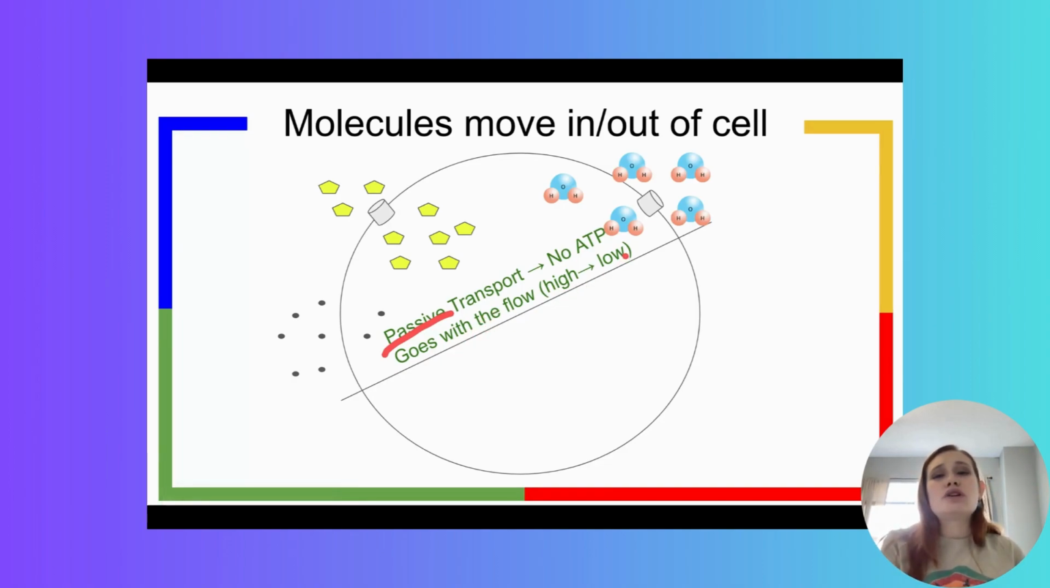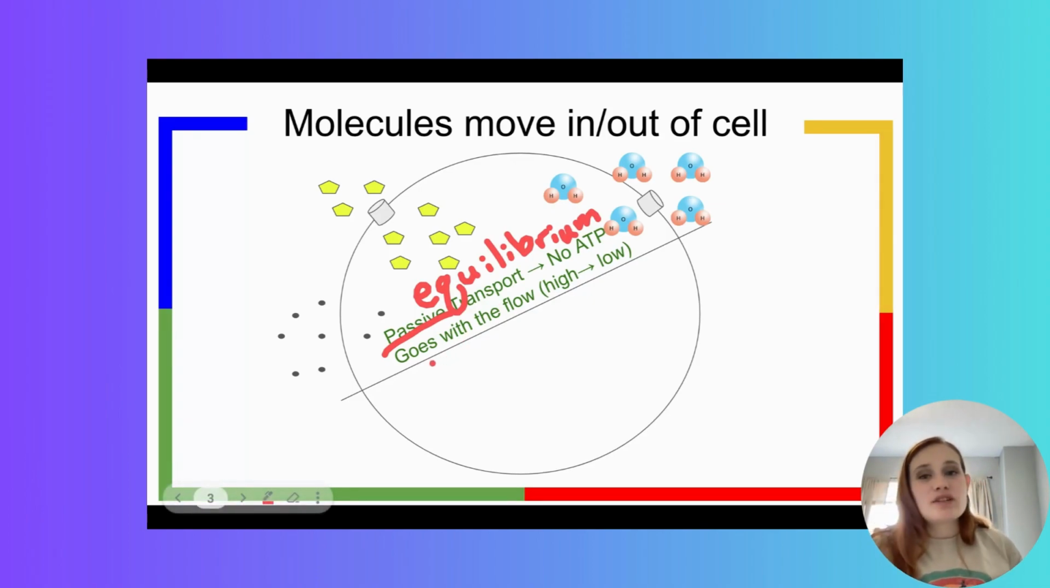It goes with the flow, which means we're going from an area of high concentration of molecules to an area of low concentration. If there's a high concentration of molecules outside the cell and a low concentration inside, those molecules are going to go across the membrane into the inside until equilibrium is reached. So passive transport is all about maintaining equilibrium. You want about the same amount of molecules inside and outside the cell. Equilibrium means equal as much as possible.